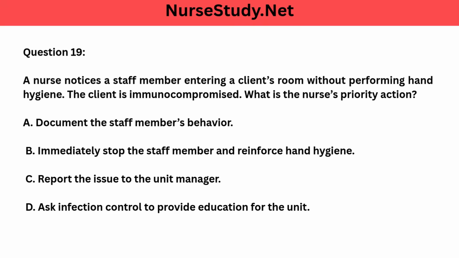Question 19. A nurse notices a staff member entering a client's room without performing hand hygiene. The client is immunocompromised. What is the nurse's priority action? A. Document the staff member's behavior. B. Immediately stop the staff member and reinforce hand hygiene. C. Report the issue to the unit manager. D. Ask infection control to provide education for the unit.